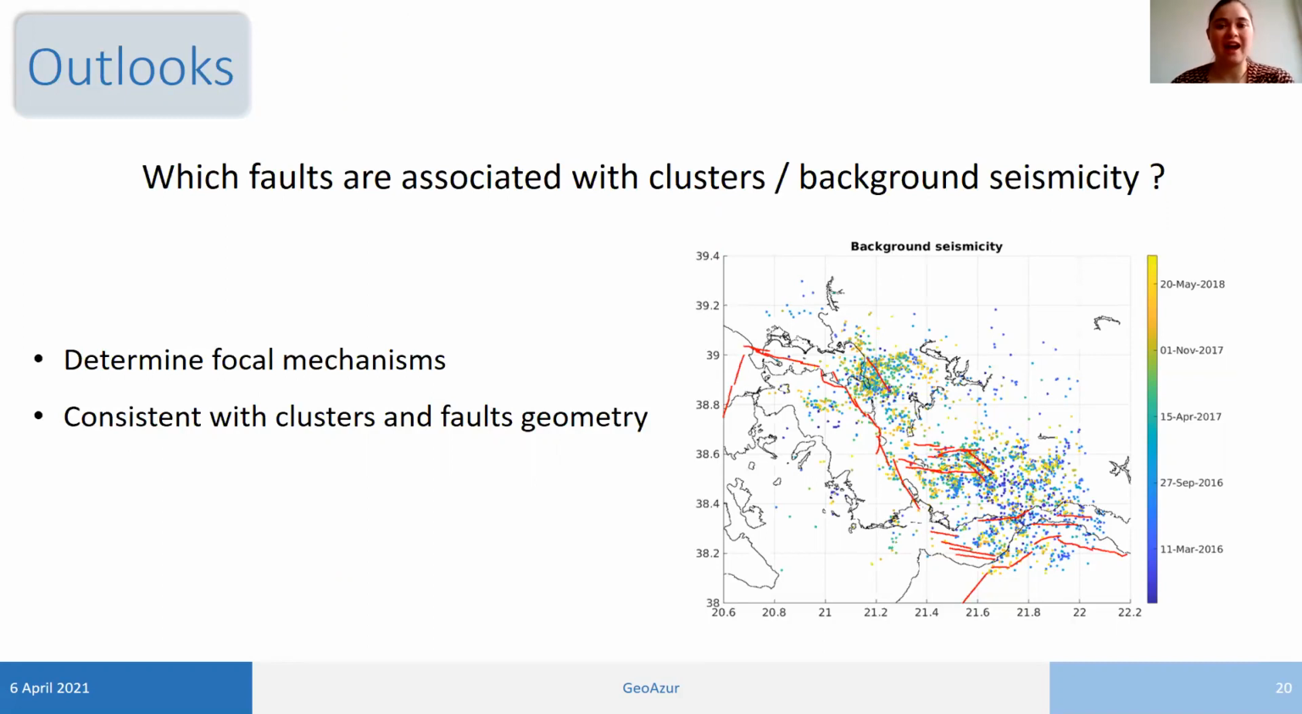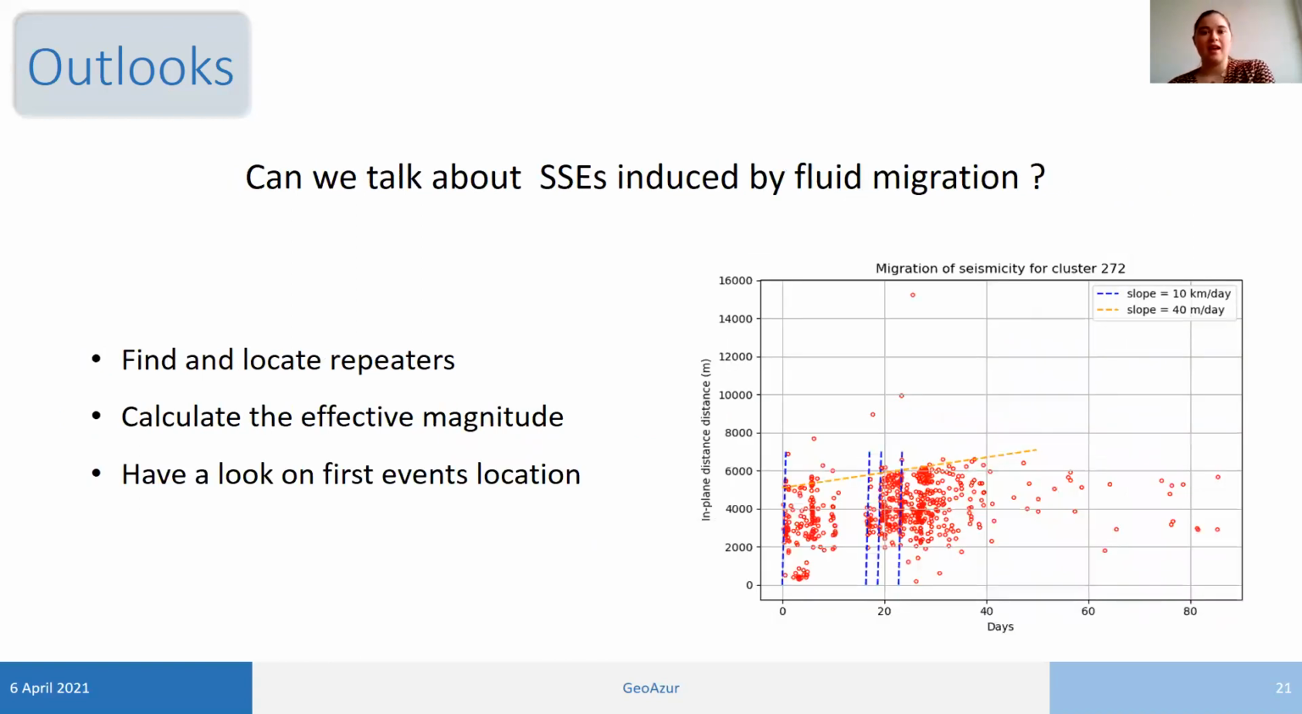First, which faults are associated with clusters and background seismicity? For that, we have to determine focal mechanisms and associate them with cluster geometry and with fault location and movement. About our clusters in the Trichonis Lake region and Gulf of Corinth region, can we really talk about slow slip events induced by fluid migration?